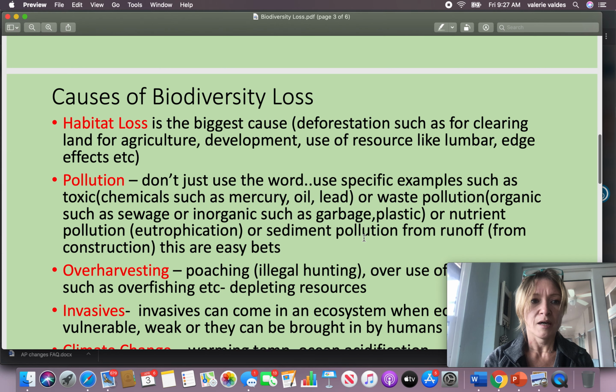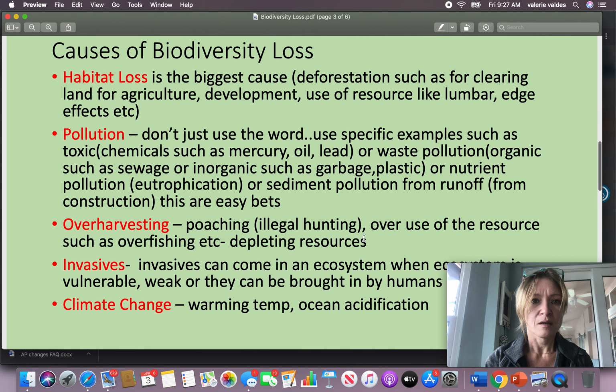In terms of causes, you guys hit it right on the head. You were able to identify the 5 major causes of biodiversity loss. You need to make sure you memorize these: habitat loss, pollution, overharvesting, invasives, and climate change. These are the terms that you should be able to use. When you use these terms, you want to make sure you explain the terms. Always use examples because that'll help provide the explanation you need on these FRQs.